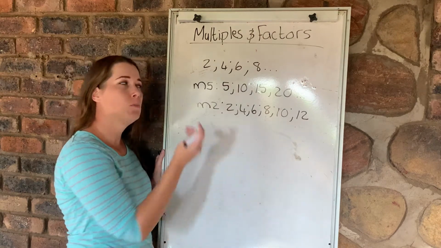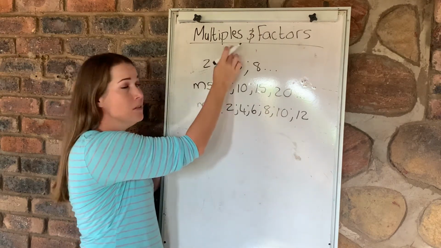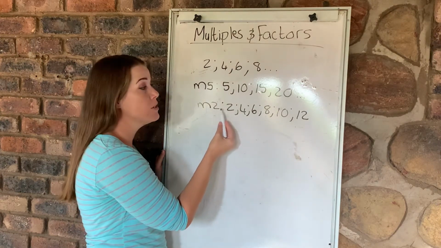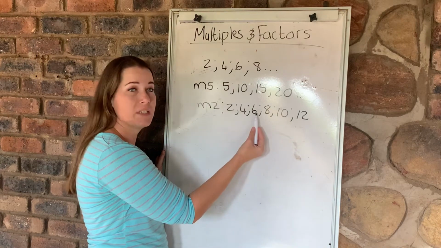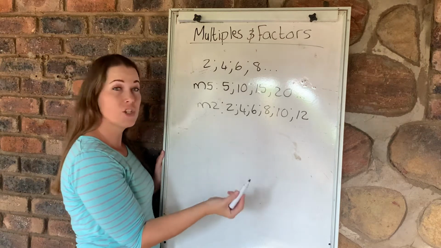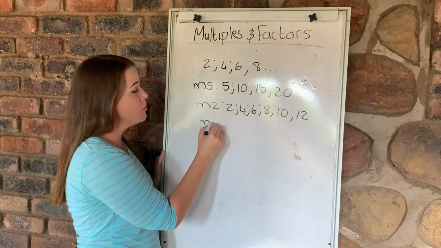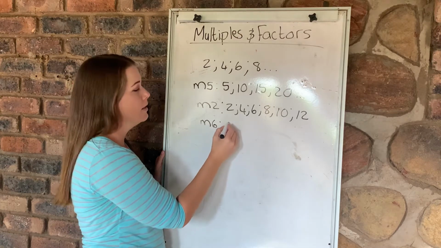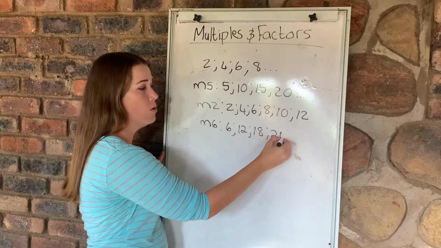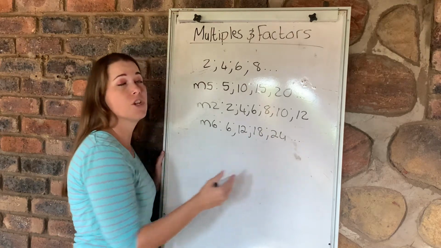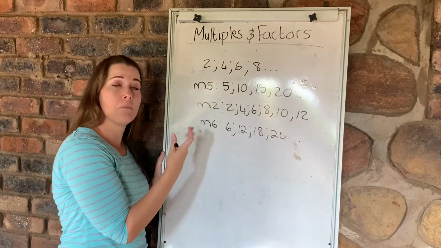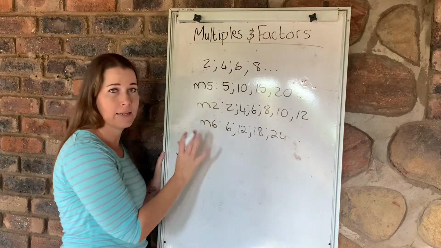Let's try a few more. I'm reminding you that multiple sounds like multiply. So 2 times 1 is 2, 2 times 2 is 4, 2 times 3 is 6, and so on. So we are literally counting in that number. Let's try one more. The multiples of 6 would be 6, 12, 18, 24, and I would put 3 dots to show that they carry on infinitely. That is multiples. It sounds like multiply, so we are counting in that number.